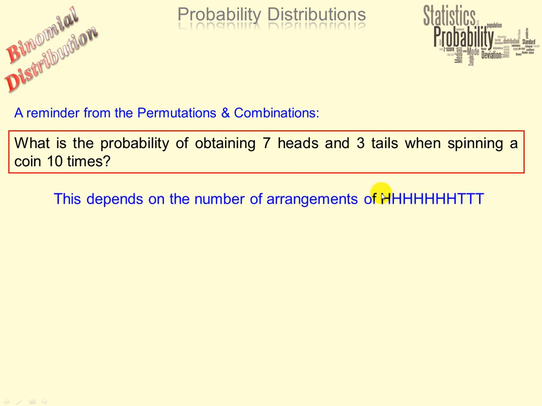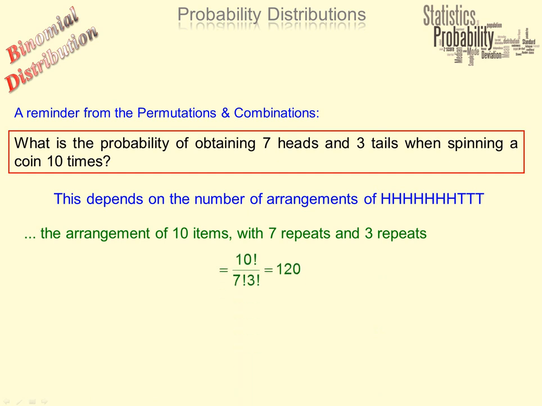Number of arrangements of 7 H's, 3 T's. So we could have 7 first, then the 3 T's. We could have the T's first. We could have an H first, then the T's, then H's again, and so on. So that's 10 items, 7 repeats, 3 repeats. So we will have 10 factorial over 7 factorial, 3 factorial, giving us 120.